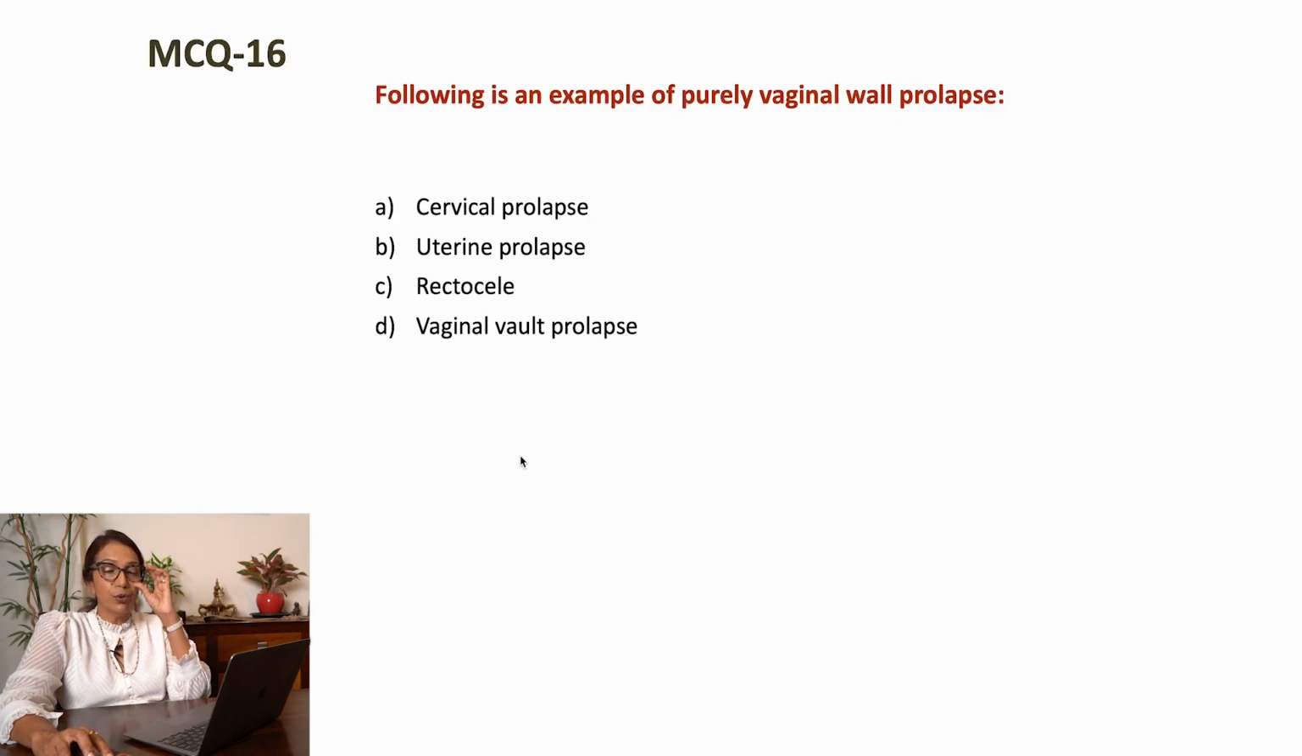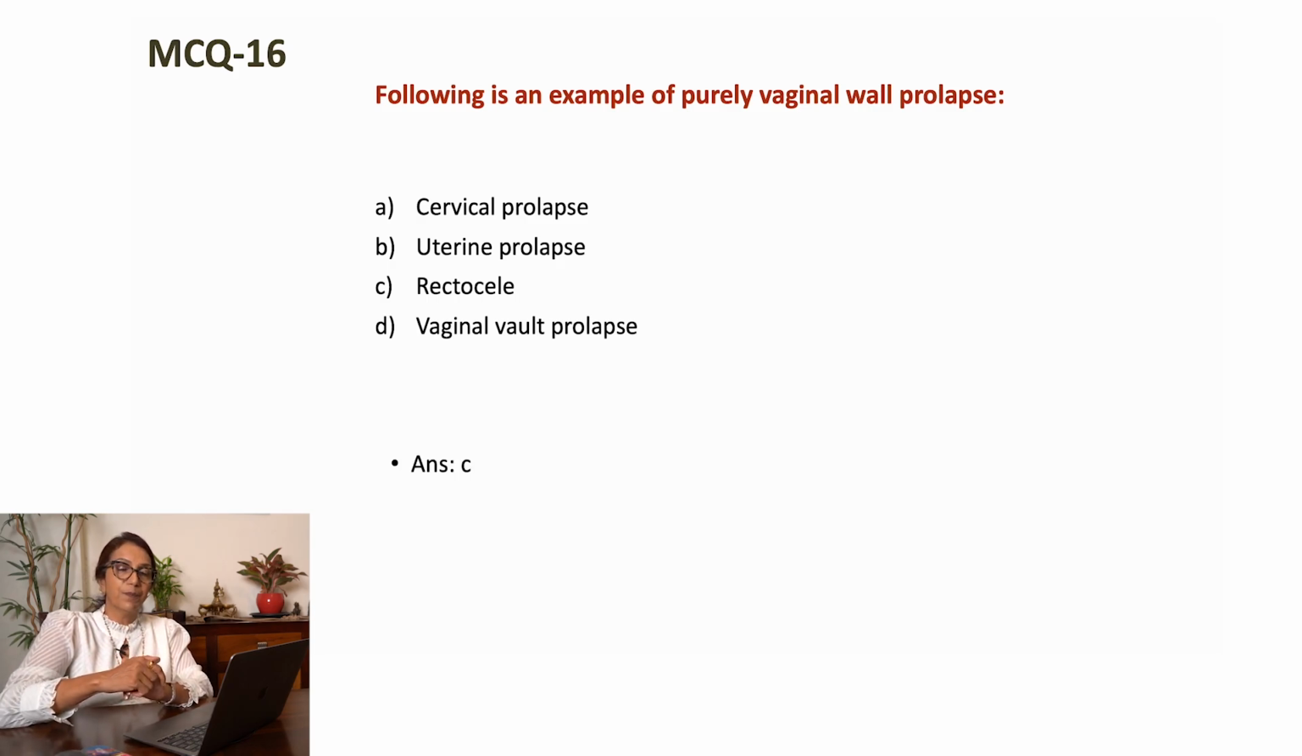Now let's go back to the question. Following is an example of purely vaginal wall prolapse. Cervical prolapse will carry the uterus. Uterine prolapse will carry the uterus. Rectocele is a vaginal prolapse. Vaginal vault prolapse, the entire vagina prolapsing down, will again carry with it the uterus. Therefore, C is the answer.